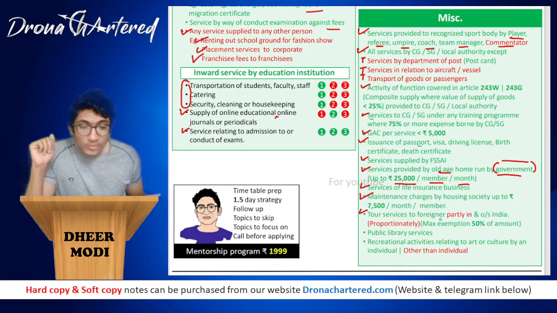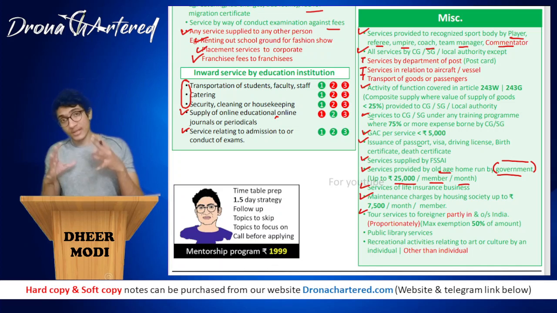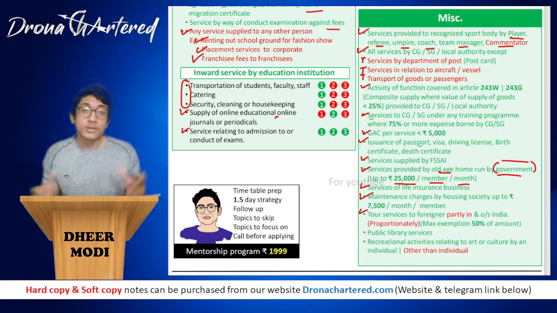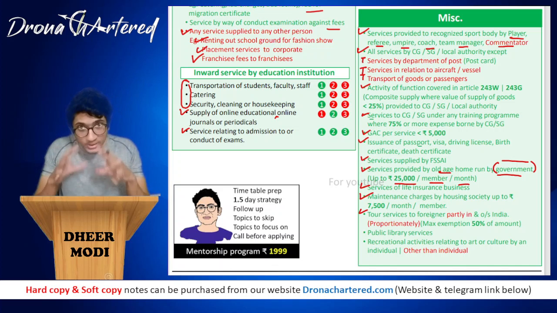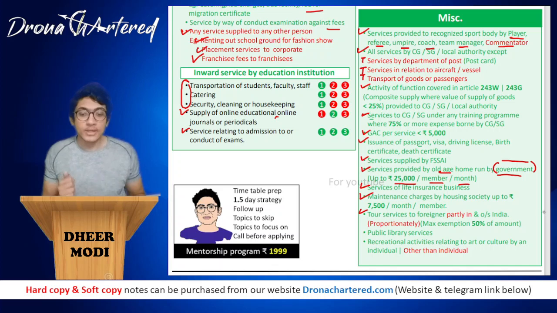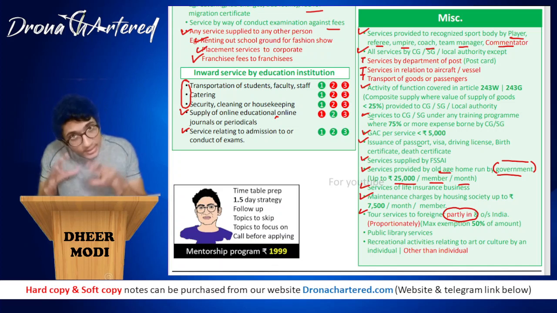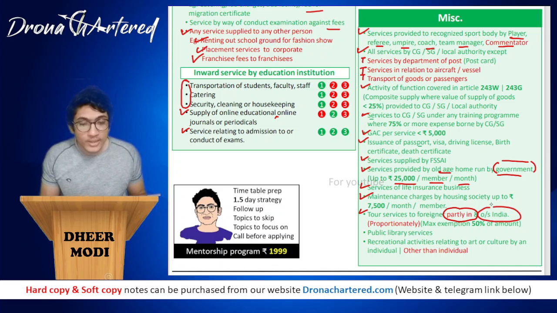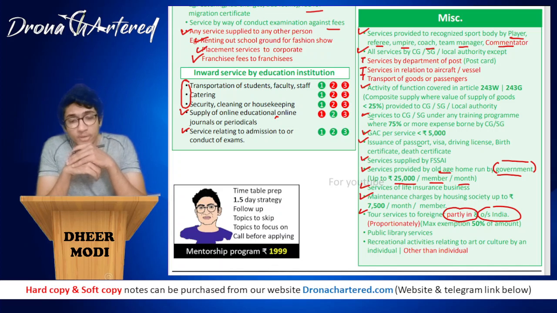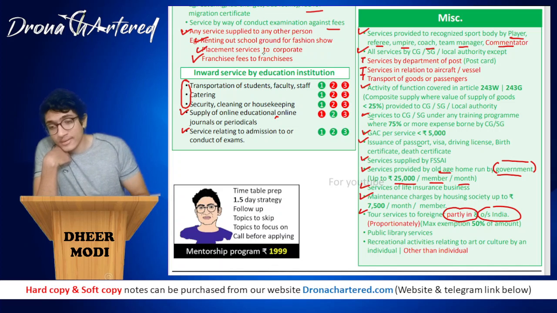Tour services to a foreigner, partly in and partly outside India. So if any Indian tour operator is giving any service to a foreigner, the proportion of days that is in India will be taxable, and the proportion of days that is outside India will be exempt. This is an amendment from May 23. So I hope you understand this properly.